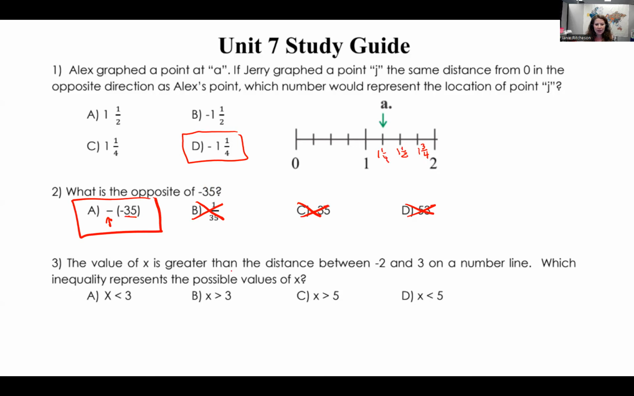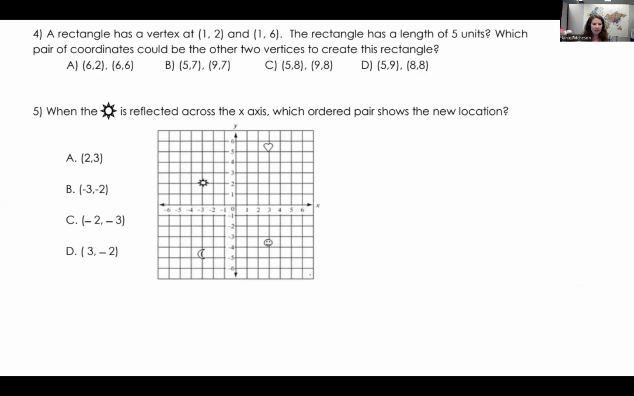The value of X is greater than the distance between negative 2 and 3 on a number line. All right, so if we have 0, 1, 2, 3, and we have negative 2, we're looking for the distance between negative 2 and 3. There are 5 spaces between negative 2 and 3 on a number line. So if X has got to be greater than that distance, we're looking for X is greater than 5, which is letter C. That is correct.